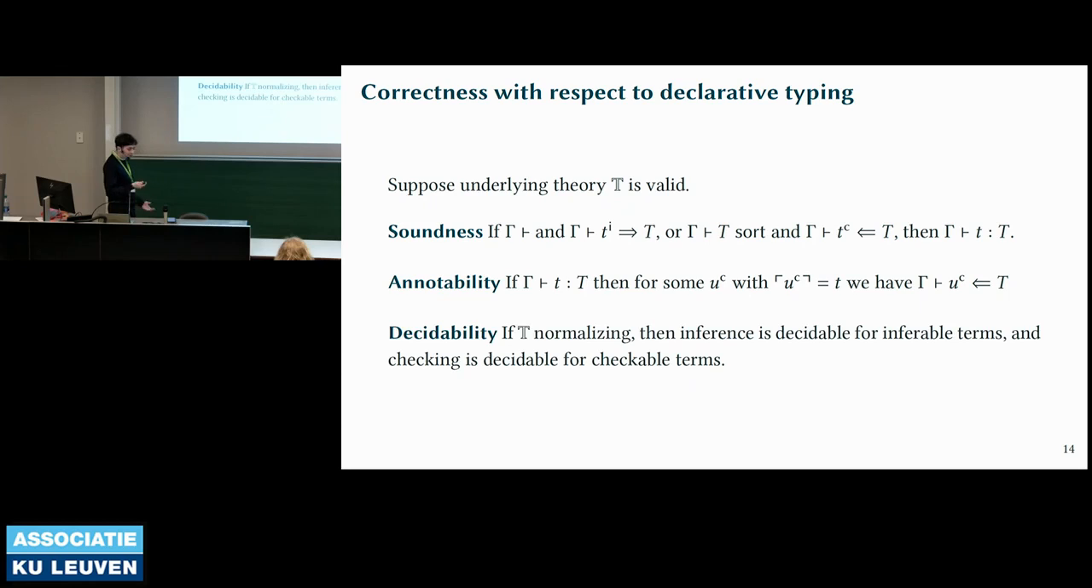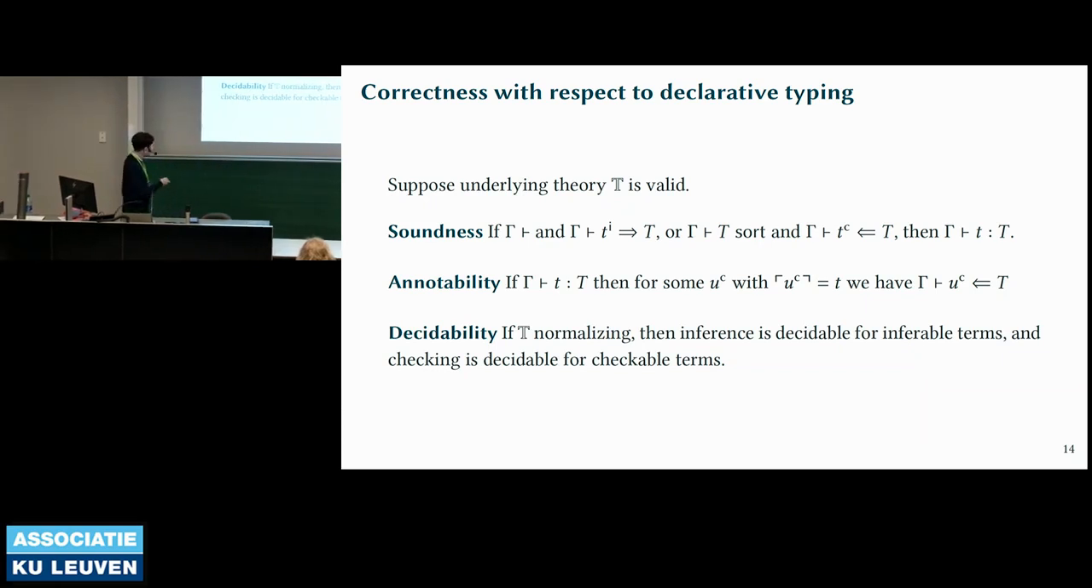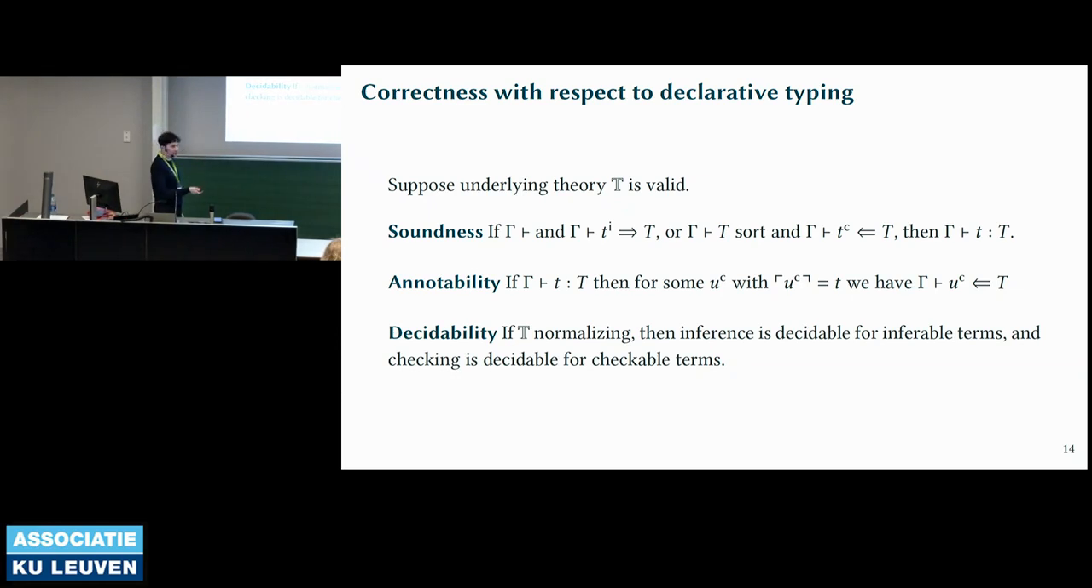And of course, the interesting property of the bidirectional system is that it is decidable under suitable conditions, namely the theory should be normalizing, because you need this to decide definitional equality. So under these conditions, the bidirectional system is decidable, so it allows you indeed to use it in an implementation.